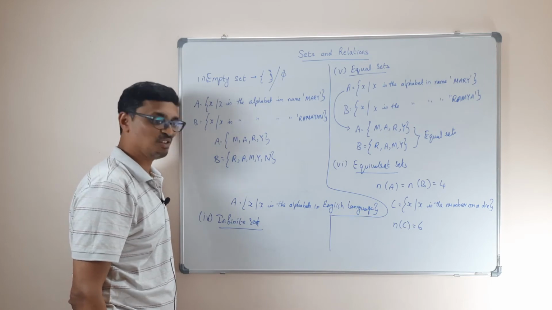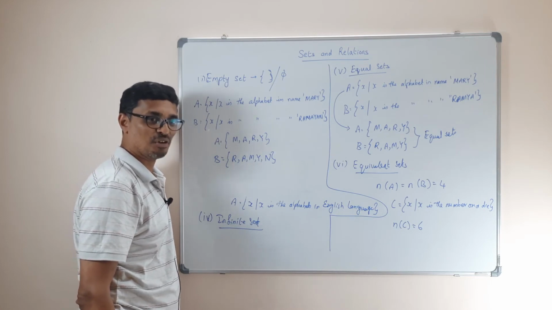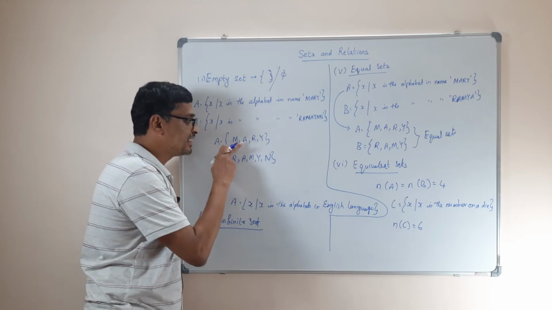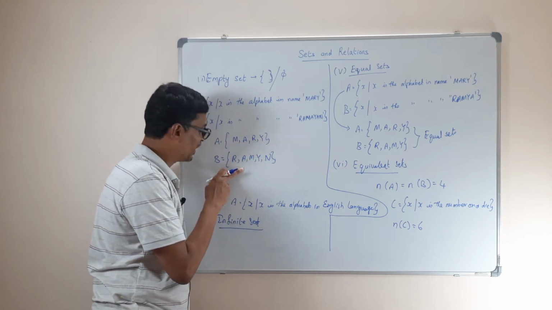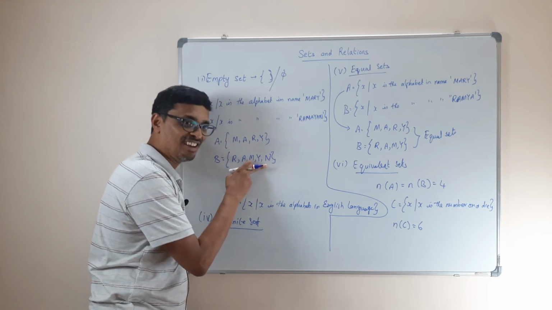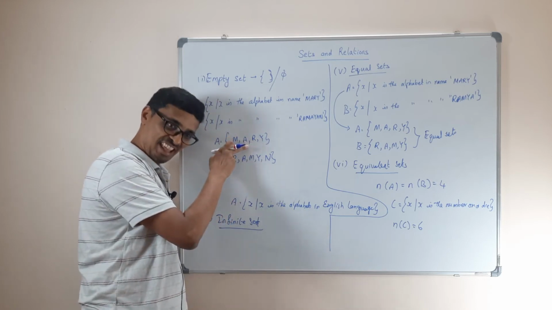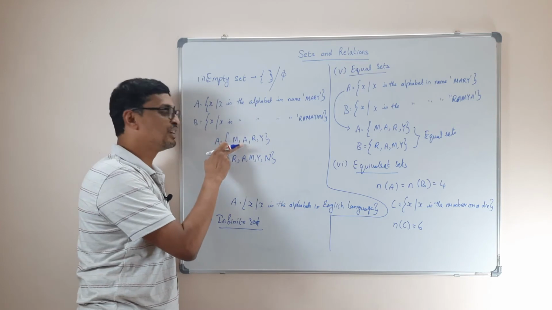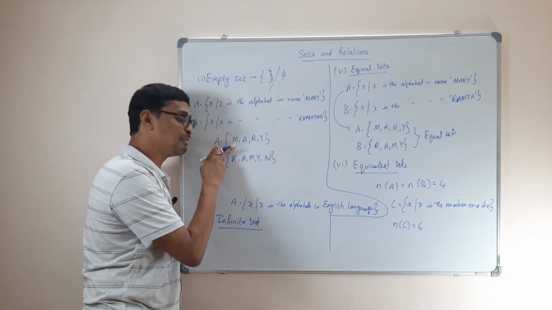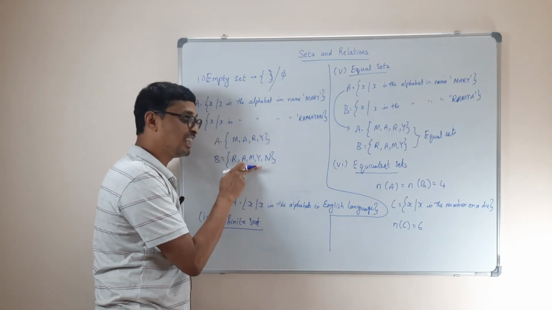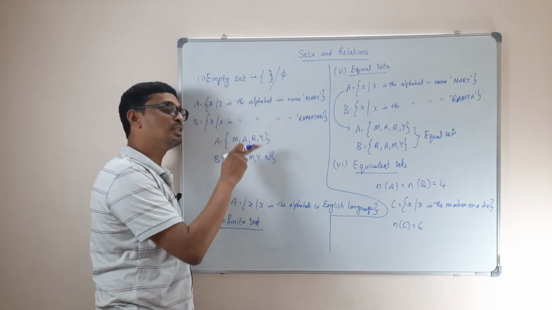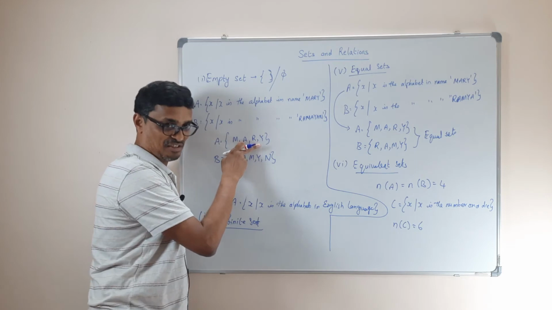Are they both equal? No. Why? All the elements of A are the elements of B, but all the elements of B are not the elements of A. So in equal sets, we should mention that all the elements of A are also the elements of B, and all the elements of B are also the elements of A.